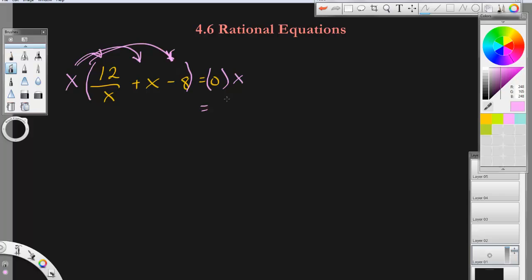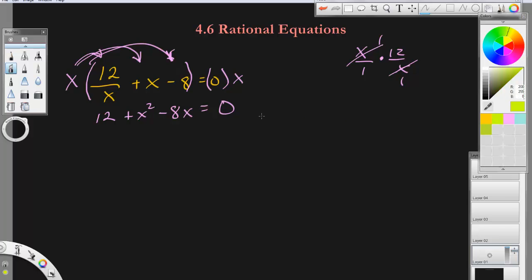Now, this side on the right, x times 0, will of course be 0. But on the left, if you know it, blurt it. x times 12 over x would be what? Good, 12. Because the reason why is that's x over 1 times 12 over x, and that would cancel, leaving you 12 over 1, which is just 12. Now, what is x times x? That's x squared, and x times negative 8 would be minus 8x.